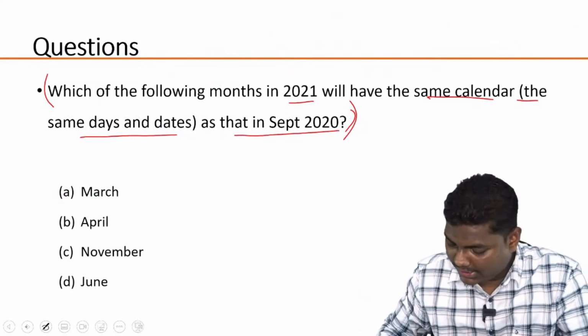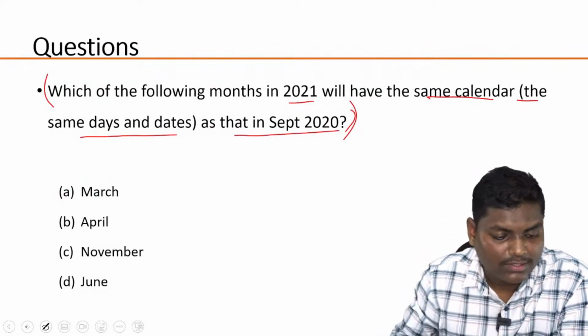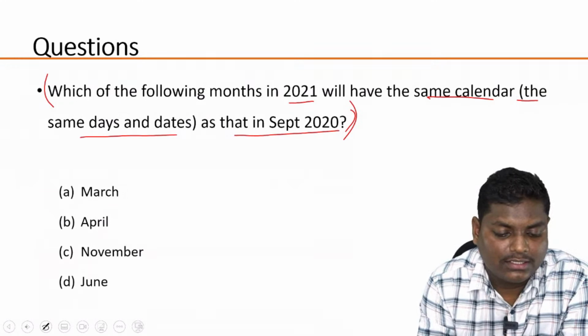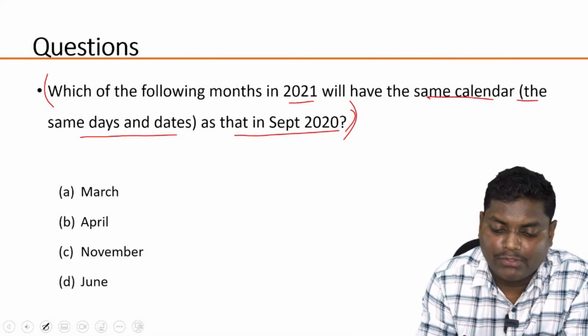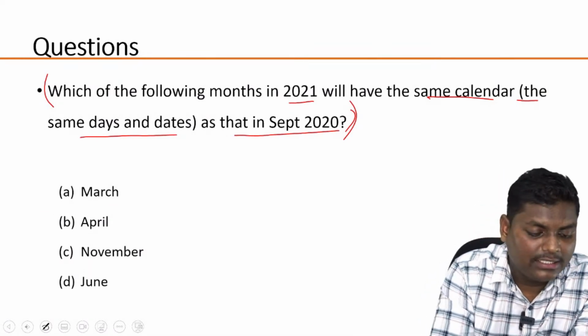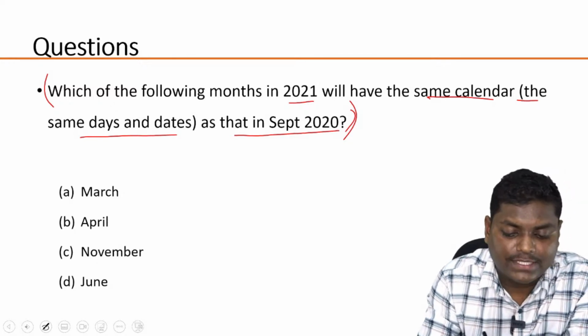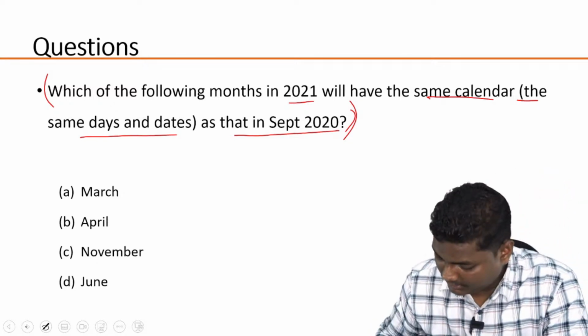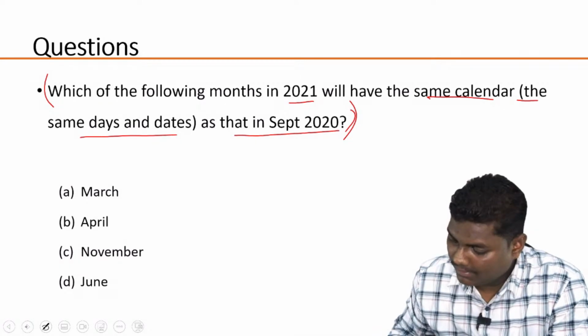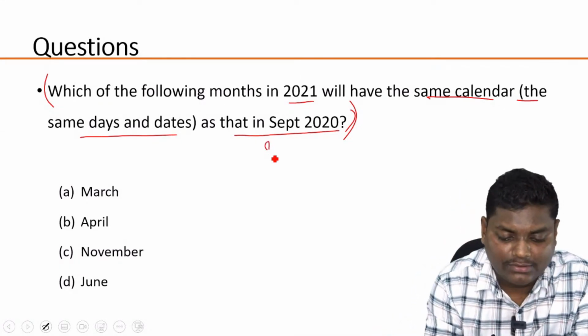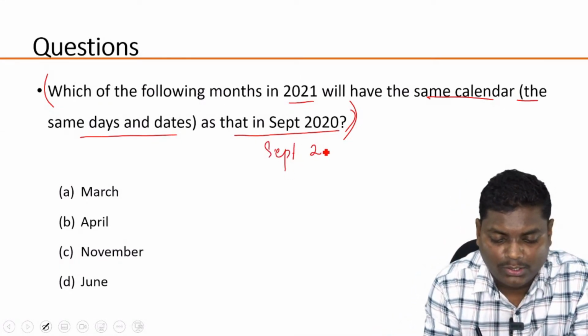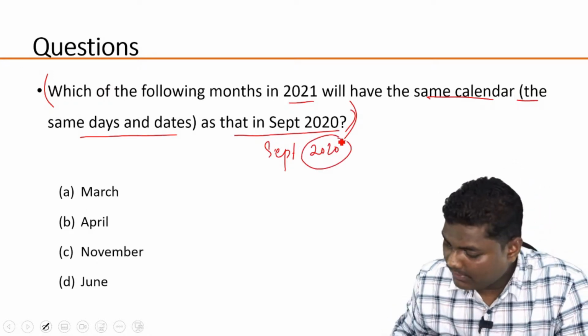Now moving to this question again. Which of the following months in 2021 will have the same calendar, same days and dates as that of September 2020? Try this. You can start with September 2020.